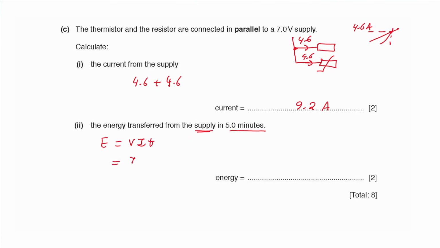So the total voltage is 7, total current is 9.2, and the time cannot be left in minutes, it must be converted to seconds. So we multiply by 60. That gives an answer of 19,320, which is approximately, to two significant figures, 19,000 or 1.9 times 10 to the power of 4 joules.